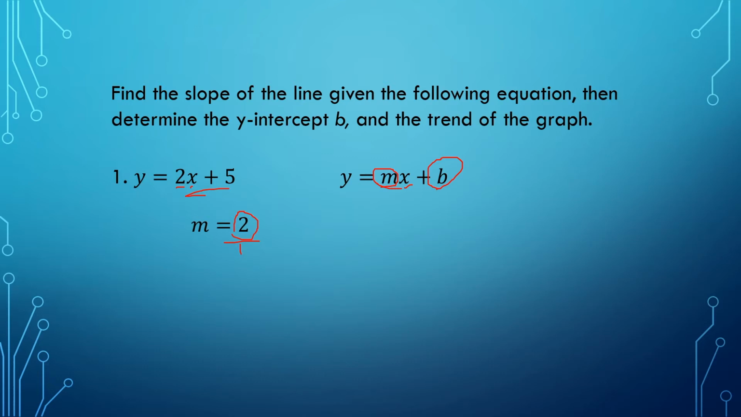Going back here, this is our y-intercept, b. Which one is it here? This is 5. What is the sign of 5? This is a plus sign, therefore, this is positive. So that is our y-intercept. b is equal to positive 5. Now, if our slope is positive, then the graph is increasing. We will use this information in graphing.